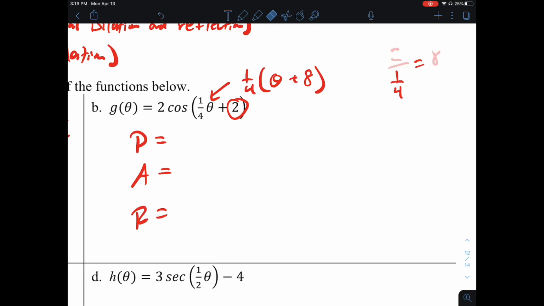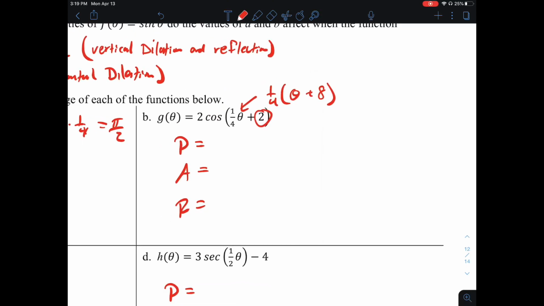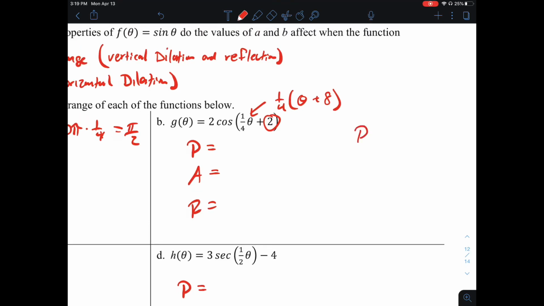All right, so when we're looking at this, the graph's going to go to the left 8, horizontal dilation of 4, vertical stretch of 2. So the period, since it's dilated by 4 horizontally, instead of being 2 pi, it's going to be 8 pi. The amplitude is the absolute value of the lead coefficient, which is just 2. So the range, instead of going from -1 to 1, goes from -2 to 2.